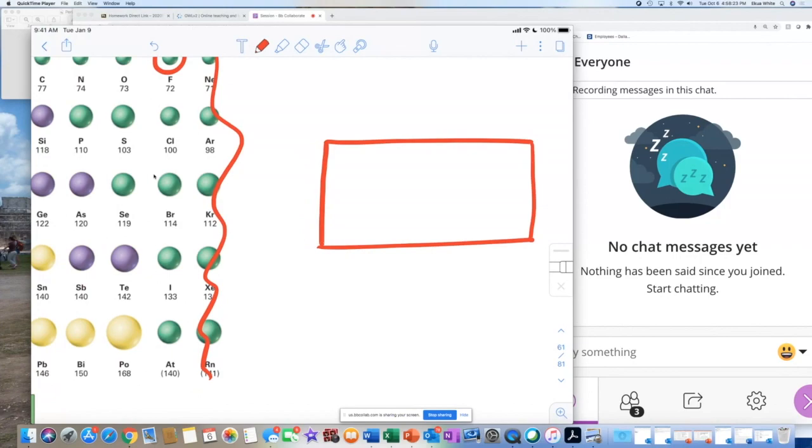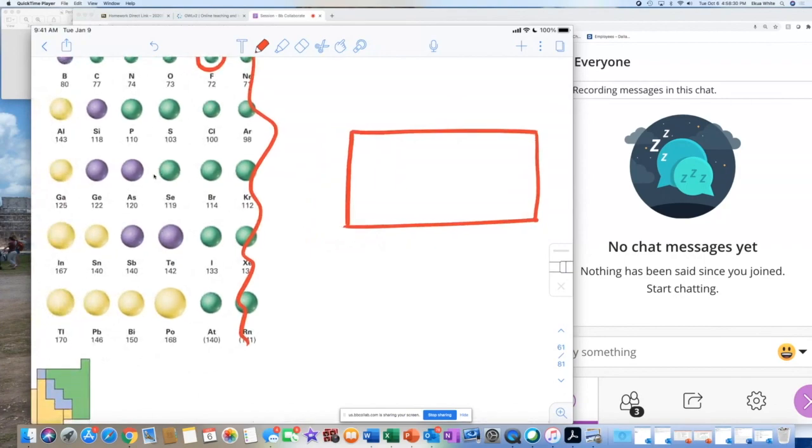So when we ask the question, arrange the following elements into increasing size of something, I try to draw my own simple periodic table with fluorine in the top right corner, cesium in the bottom left corner.